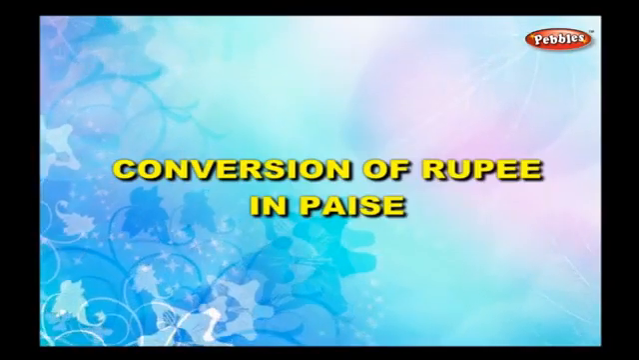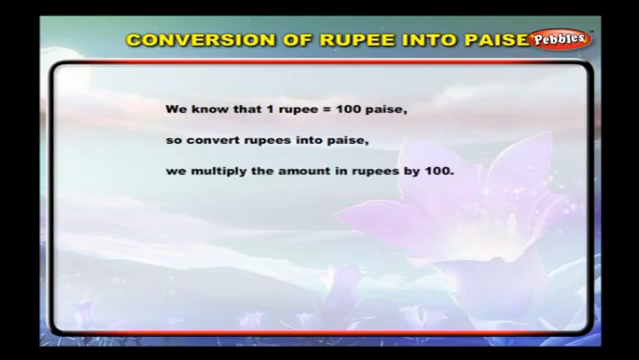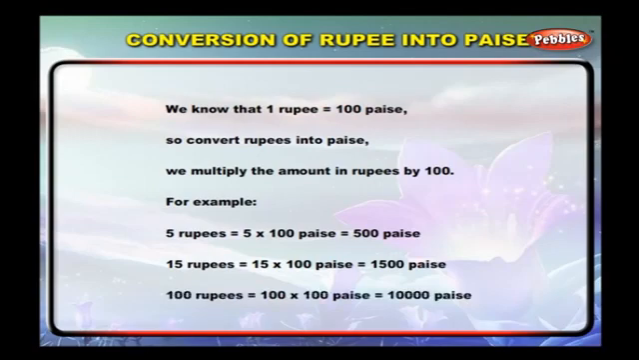Conversion of rupee into paise. We know that 1 rupee is equal to 100 paise. So, to convert rupees into paise, we multiply the amount in rupees by 100. For example, 5 rupees is equal to 5 into 100 paise, which is equal to 500 paise. 15 rupees is equal to 15 into 100 paise, which is equal to 1500 paise. 100 rupees is equal to 100 into 100 paise, which is equal to 10,000 paise.